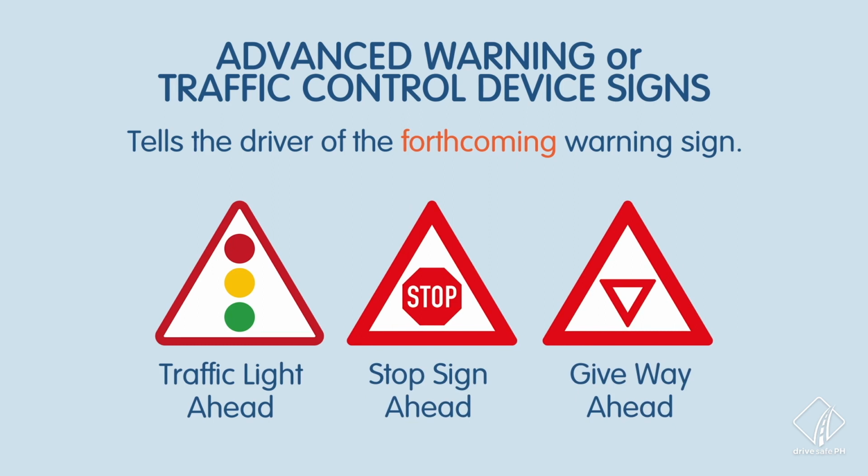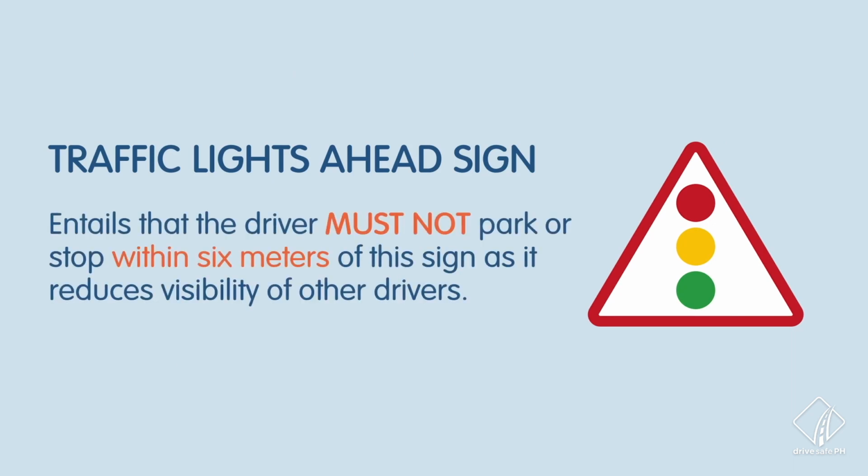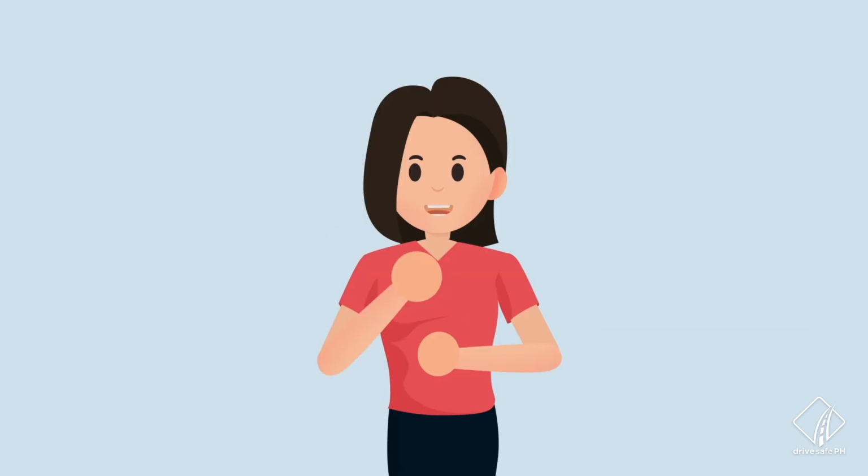With this advanced warning or traffic control device signs, the driver will have more time to reduce the speed. By the way, the traffic lights ahead sign also entails that the driver must not park or stop within 6 meters of this sign, as it reduces visibility of other drivers. I see. No parking within 6 meters. I will keep that in mind.